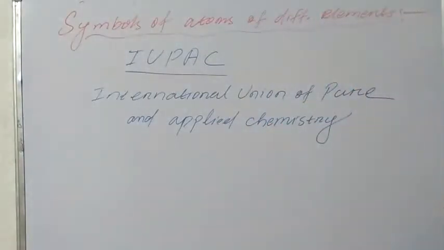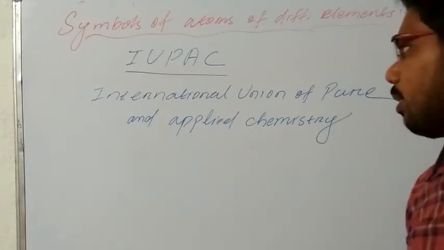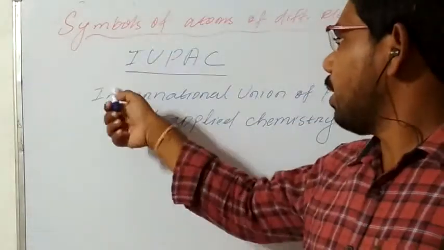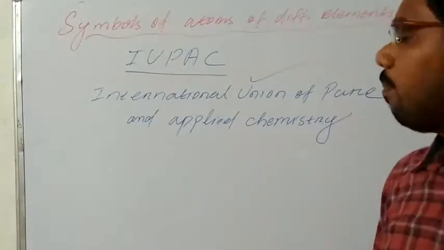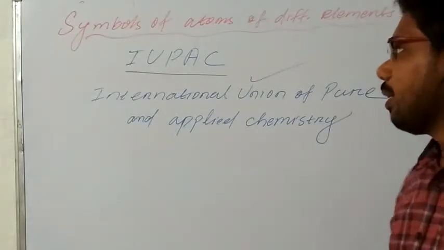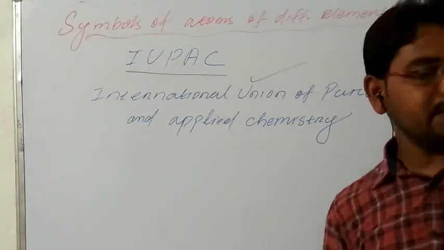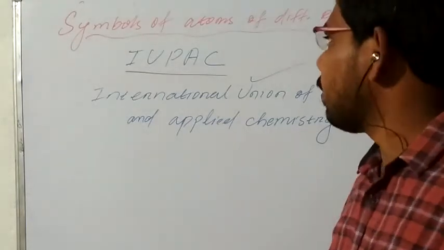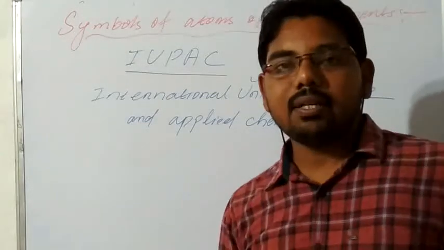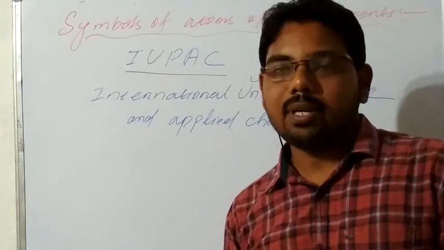It is an international organization for naming elements or compounds. According to this, all the elements are symbolized. IUPAC stands for International Union of Pure and Applied Chemistry. It is an international scientific organization, and according to it, all the elements or compounds are symbolized.